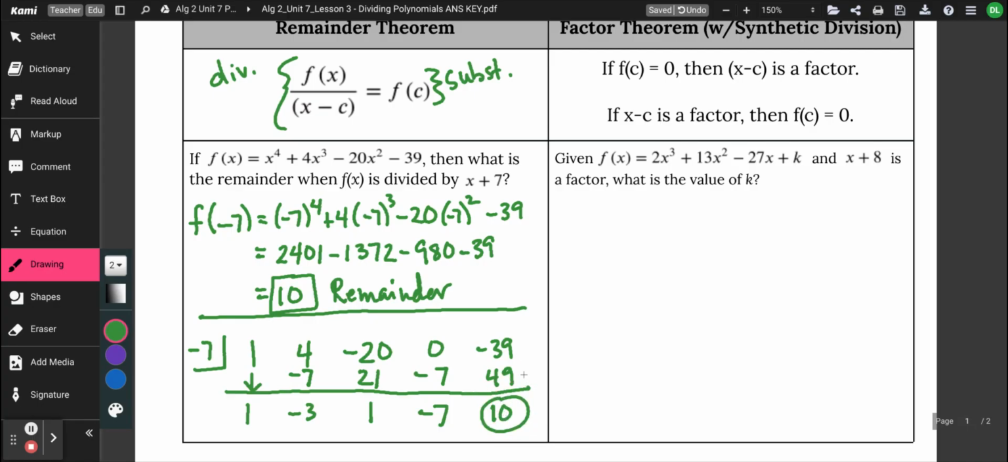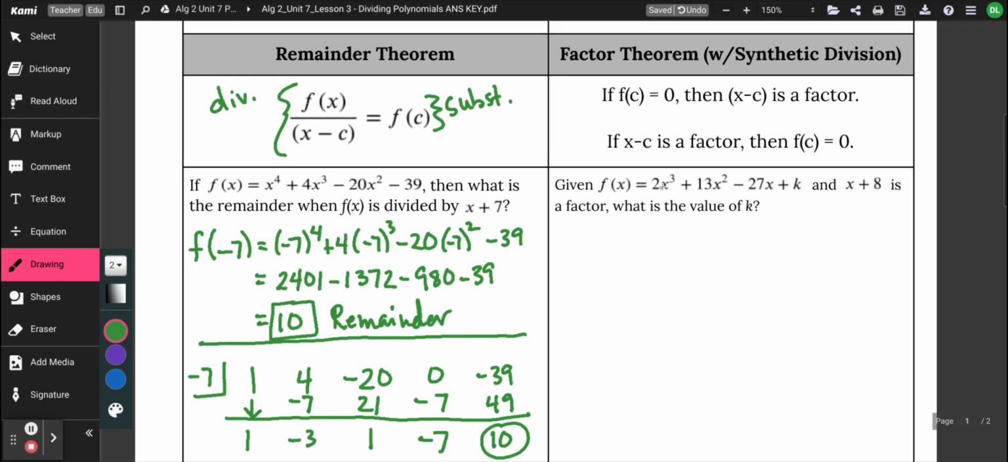So the remainder theorem says if I substitute in my solution, if I find c, then that gives me the remainder. Or I could do long division and get the remainder. I'll get the same answer. That is the remainder theorem.